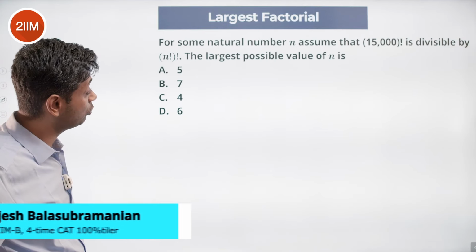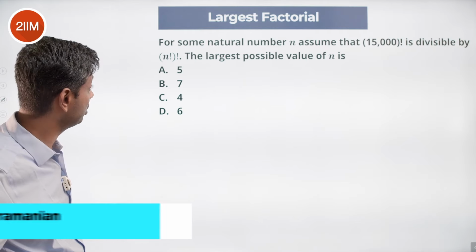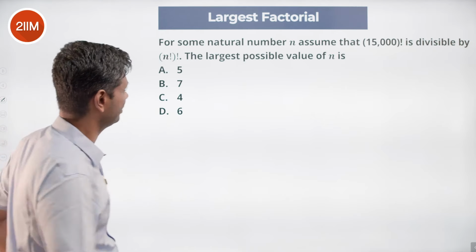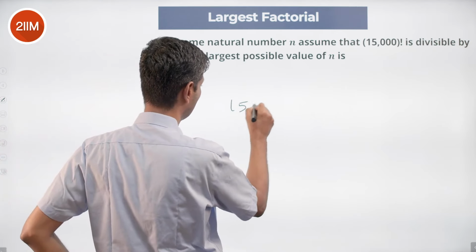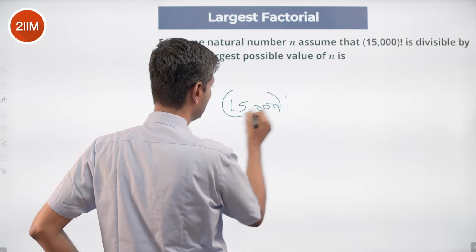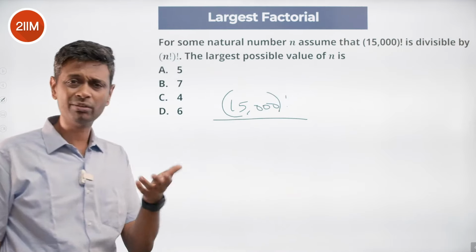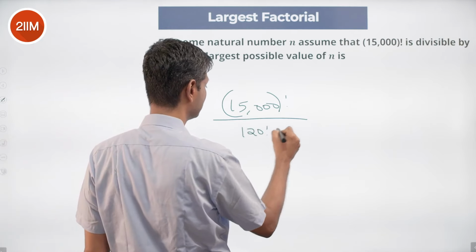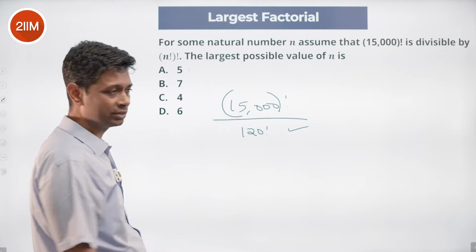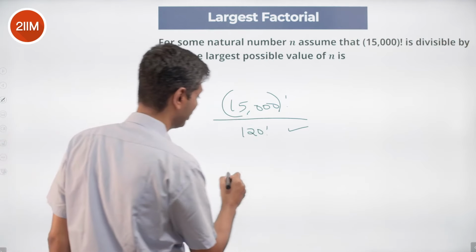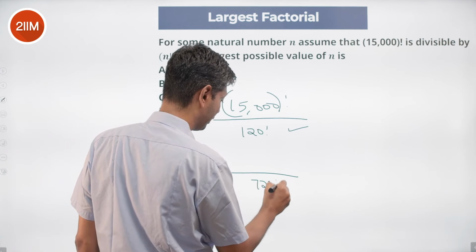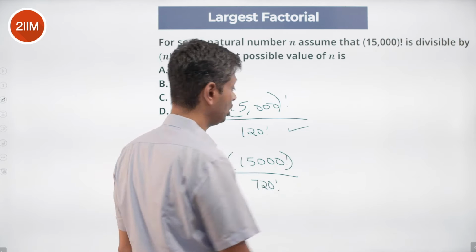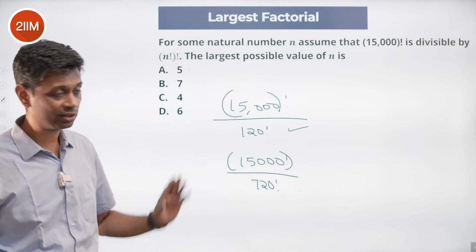For some natural number n, assume that 15,000 factorial is divisible by n factorial factorial. The largest possible value of n is? Is 15,000 factorial divisible by 5 factorial factorial? 5 factorial is 120, so 120 factorial. This works. 5 works. Put 6 factorial, that means 720 factorial. This is 15,000 factorial, 1 into 2 into 3 into 4, all the way till 15,000, versus 1 into 2 into 3 into 4 up to 720.